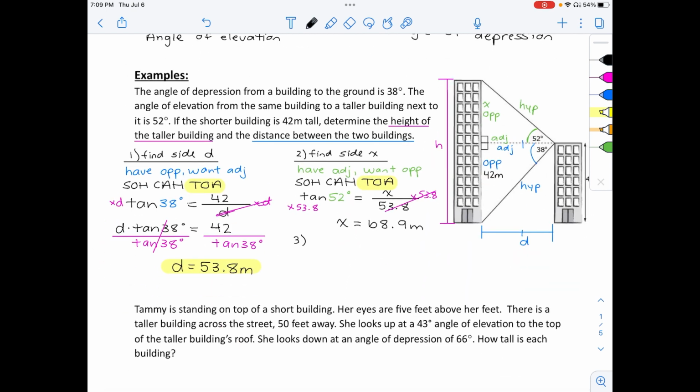So my last step is to find h, which I had labeled as my height. And to do this, it's just simple addition, right? We can see from the diagram that the height of the taller building is equal to 42 meters, which is the height of the shorter building, plus x, that side that I just found, so 68.9. So that tells us that the height of the taller building is 110.9 meters.